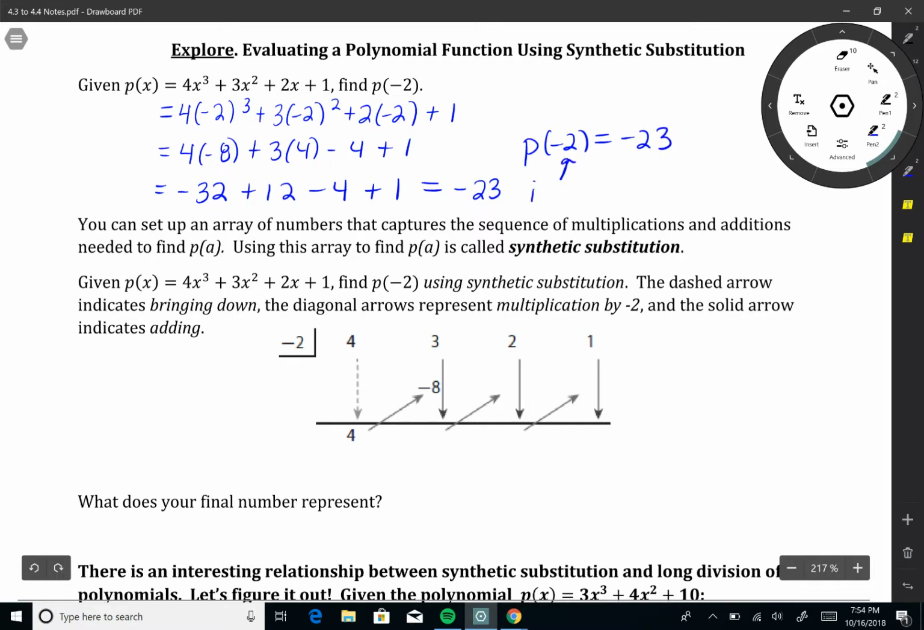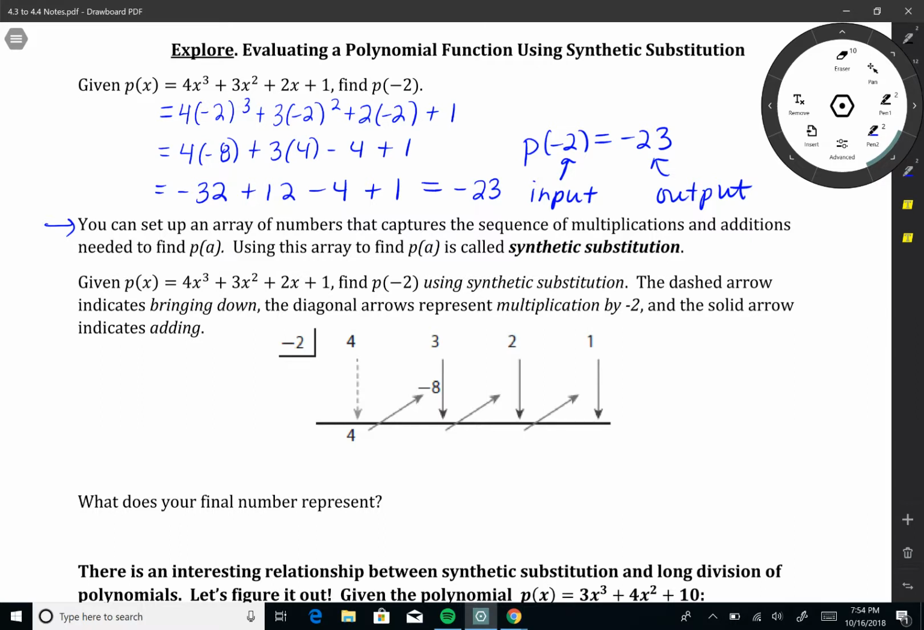This is our input, negative 2, and our output is negative 23. Okay. You can set up an array of numbers that captures the sequence of multiplications and additions needed to find p of a. Using this array to find p of a is called synthetic substitution.